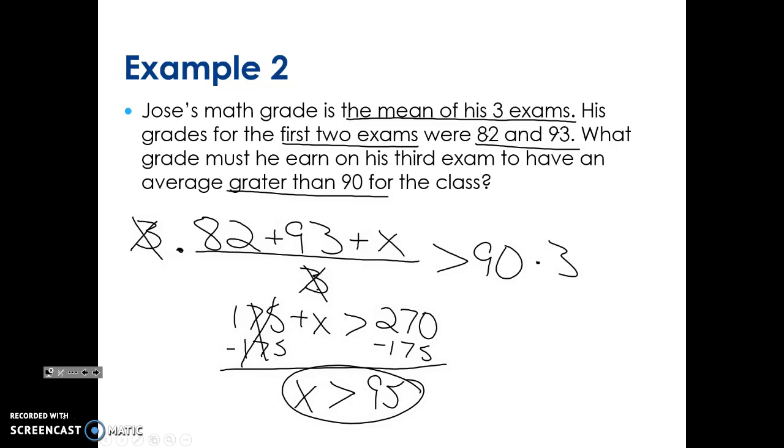All right, now this one was a little bit tougher example because of the mean part, but you need to make sure you know how to do this one.